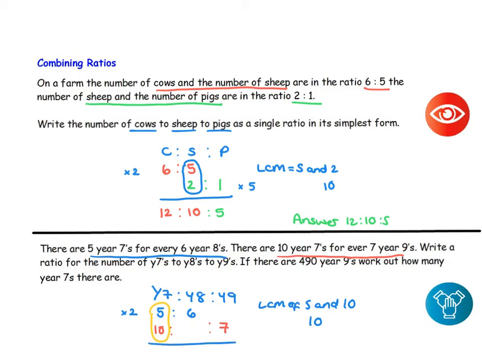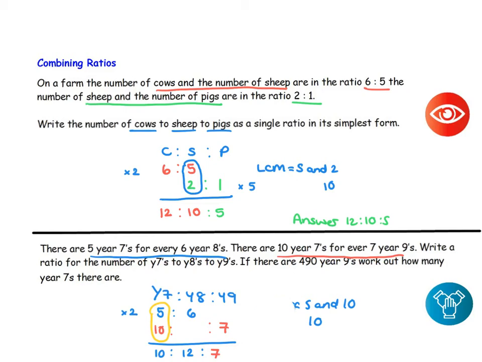So, if I were to multiply that top ratio 5 to 6 by 2, I would get 10 under year 7 and I would get 12 under year 8. As I haven't had to do anything to the bottom ratio, I can just pop that 7 in as well. So to combine all 3 of those ratios together, the ratio of year 7 to 8 to 9 is 10 to 12 to 7.